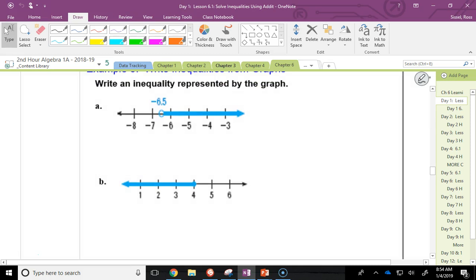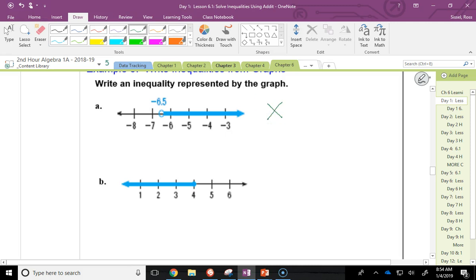Write the inequality represented by this. Okay, we can do this. Now they did the graph, we have to write out the equation. So we can use any letter we want. We'll just use x. And I'm going to read it left to right. So I would say x.